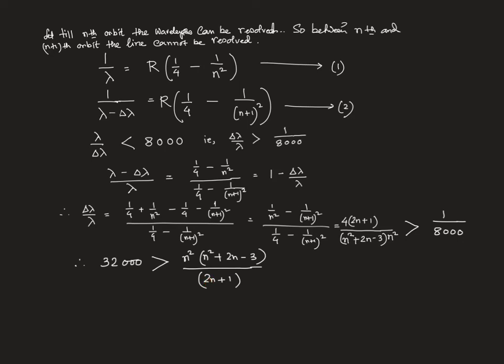So by trial and error, approximately this comes out to be 40. In the question it is written, approximately how many lines will be resolved. So it's about 40. You have to subtract 2 from 40 because it's the Balmer series, right? So it jumps till the second orbit. So you get approximately 38 lines, as 40 minus 2 happens to be 38.